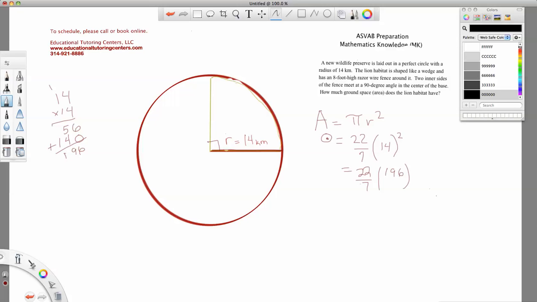Alright, so let's take the approach of dividing this denominator into the numerator prior to multiplying the numerators, because we're going to get a really large number. So 7 goes into 196. So 7 into this 19. I'm going to bring this 22 down. 7 goes into 19 2 times. 2 times 7 is 14 with 5 left over. So 7 into 56 goes 8 times.